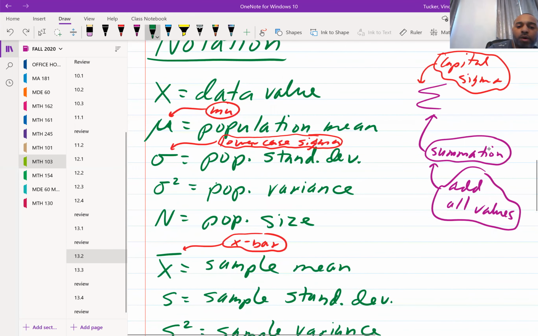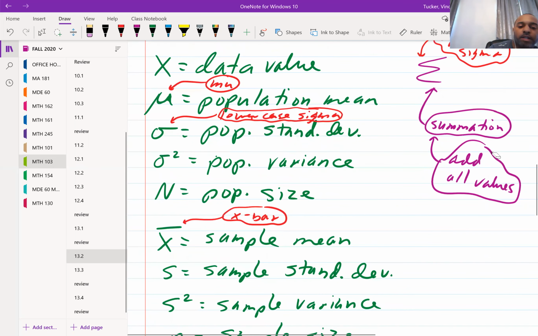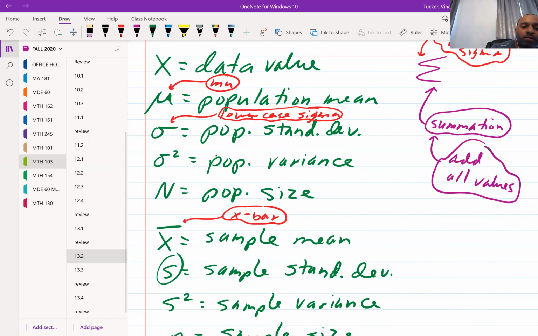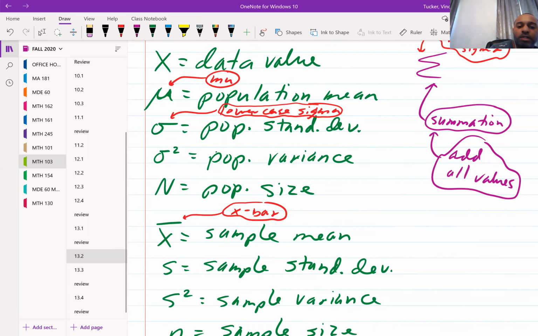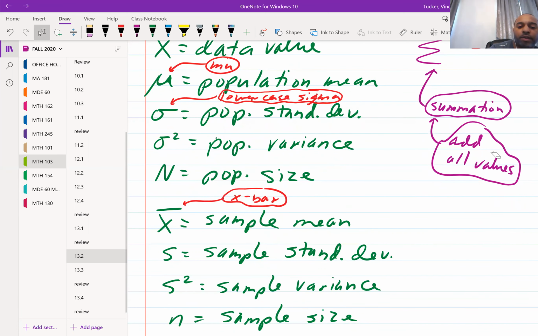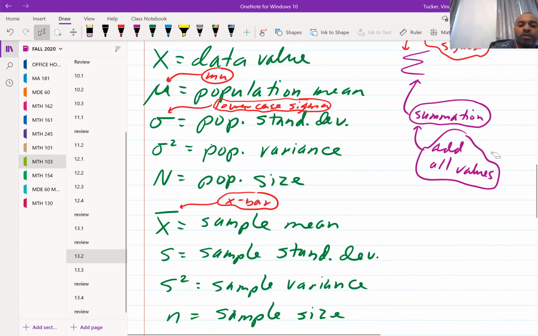Sample mean is X bar. Whenever you have a bar over your letter, that's that letter bar. So that's X bar. And this is just lowercase s, which is your sample standard deviation. S squared is your sample variance. And then lowercase n is your sample size. So that's your notation. And you use certain ones depending on, like I said, whether you're dealing with the sample or your population.